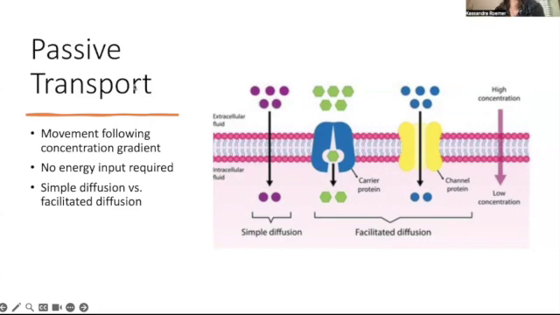So simple diffusion does not need any carrier proteins or channels. Facilitated diffusion does need carrier proteins or channels. Passive transport, also important, happens following the concentration gradient, from high concentration to low concentration, to establish an equilibrium.